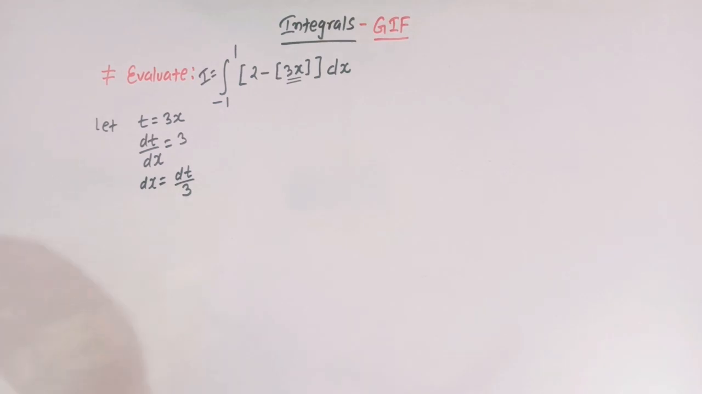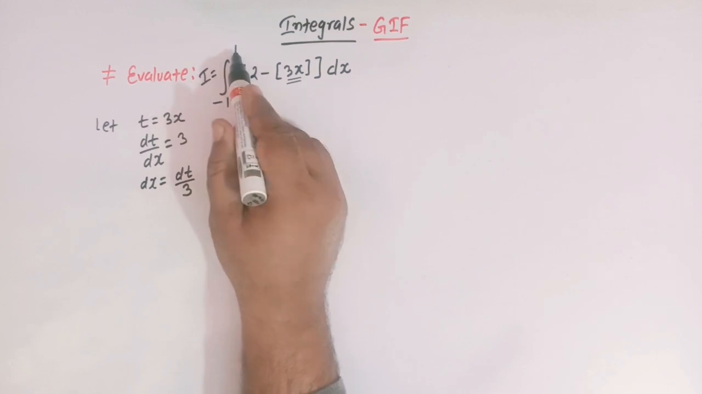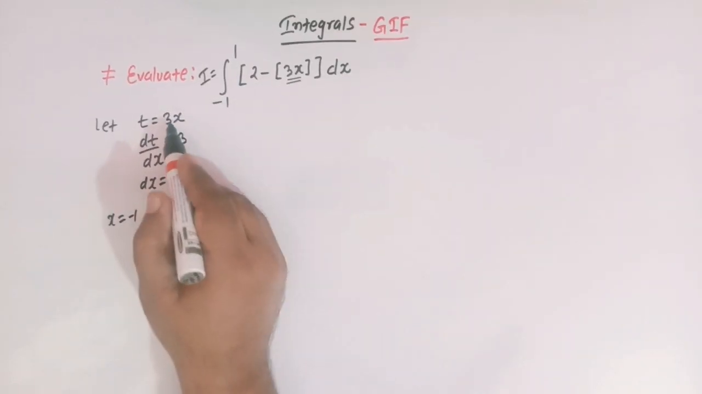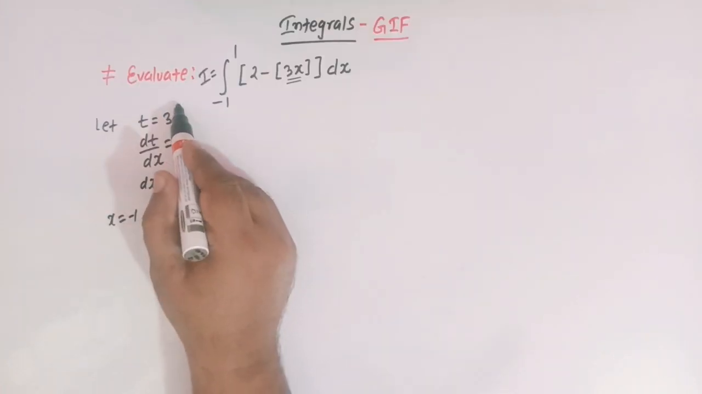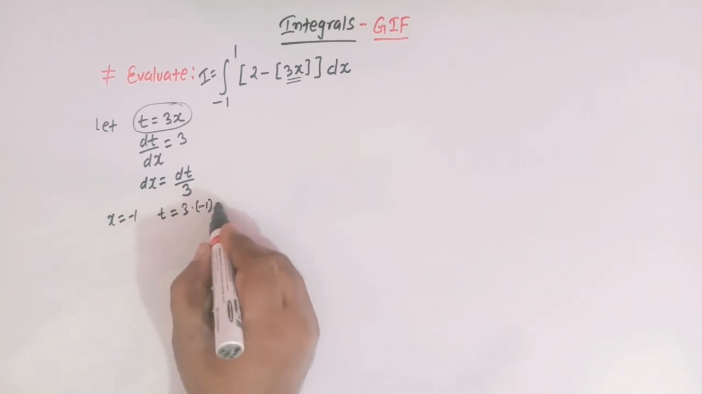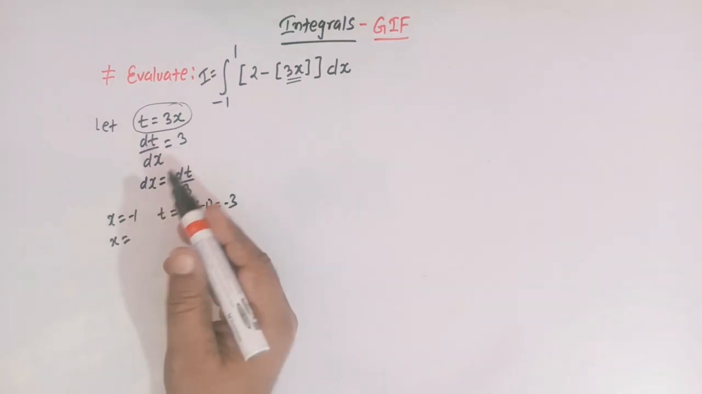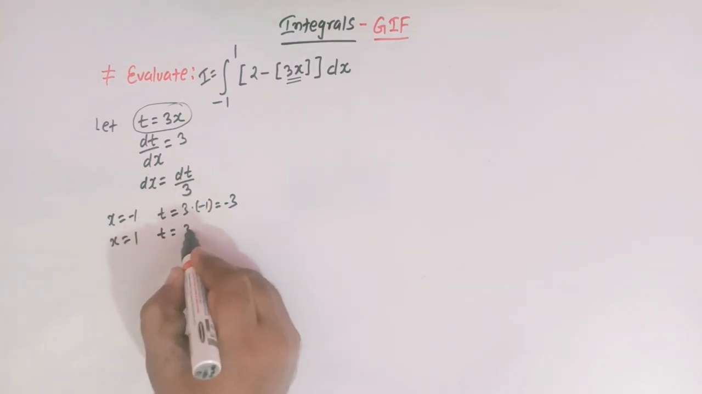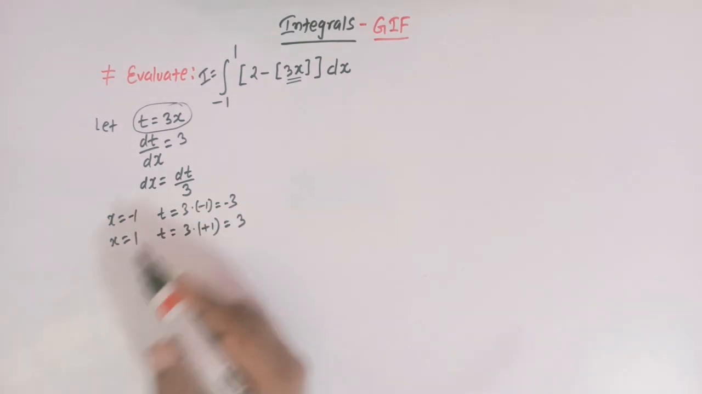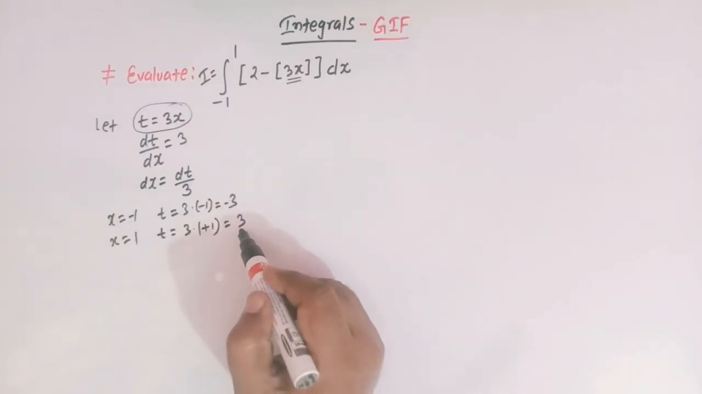Now see here, the limits of integration vary from -1 to 1. When x is equal to -1, the value of t is 3 times -1, that is -3, and when x is equal to 1, t is 3 times 1, so we have 3. So when x varies from -1 to 1, t varies from -3 to 3.